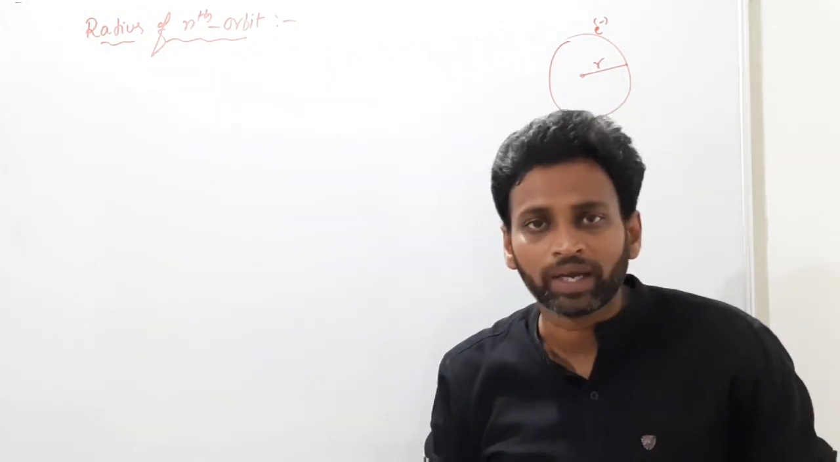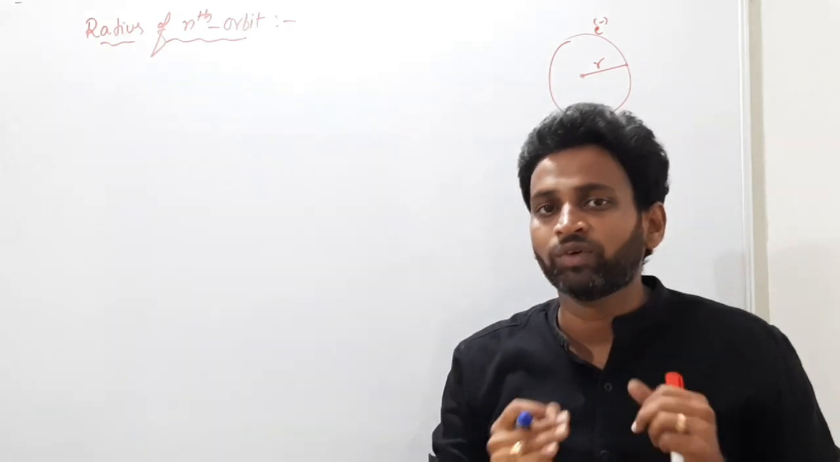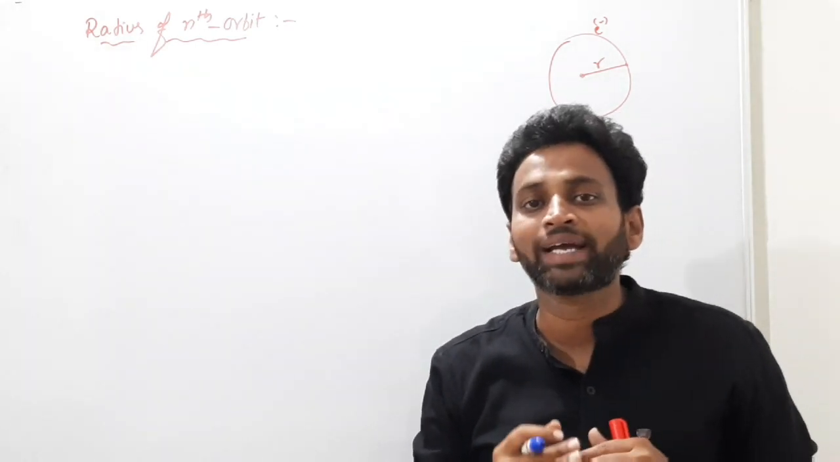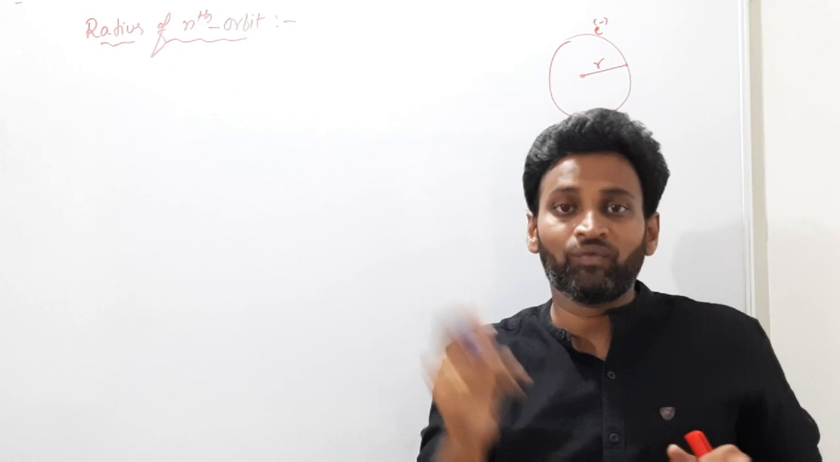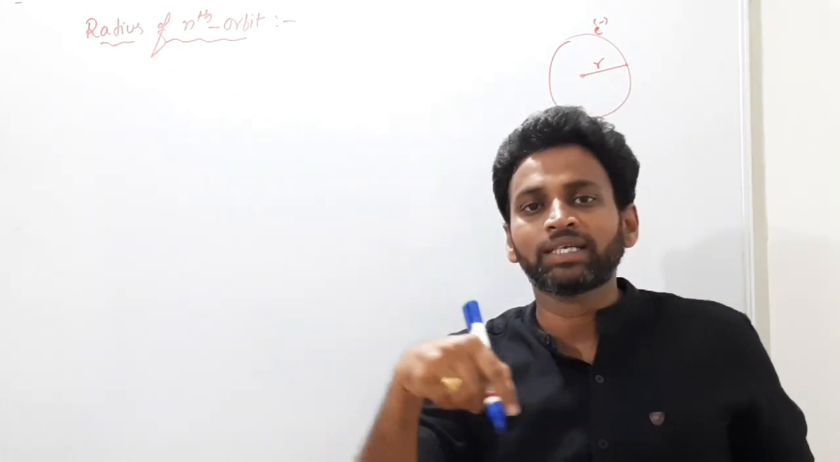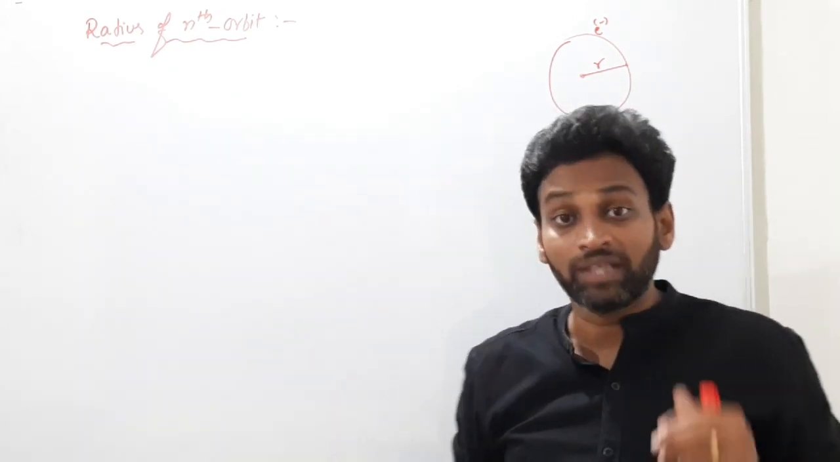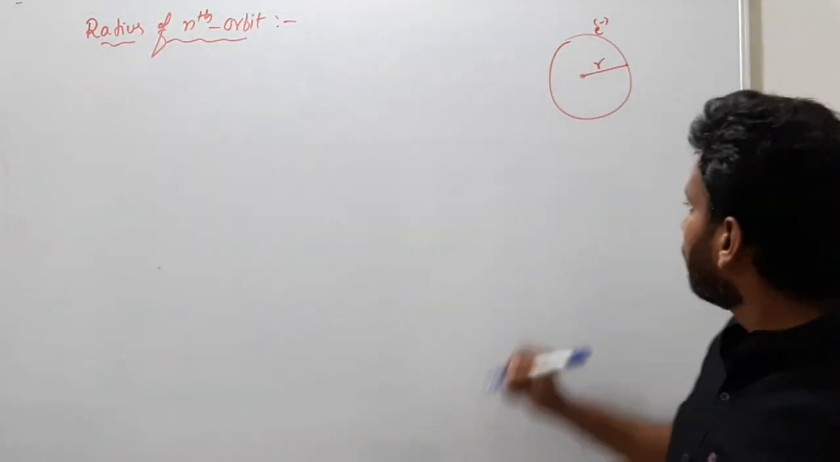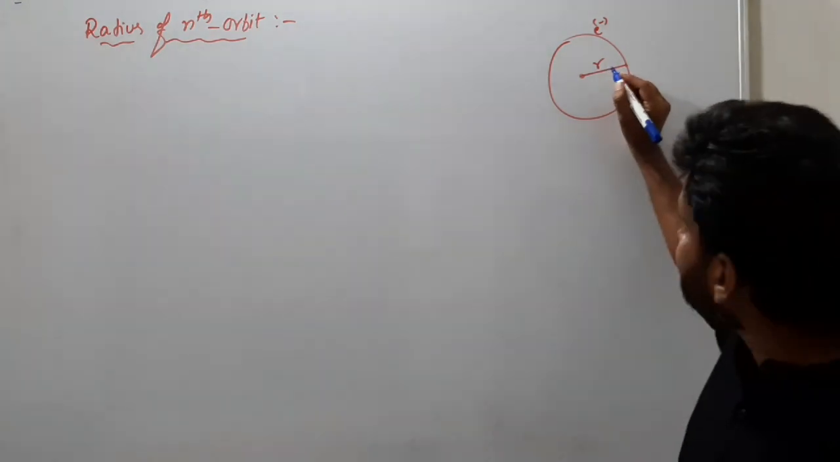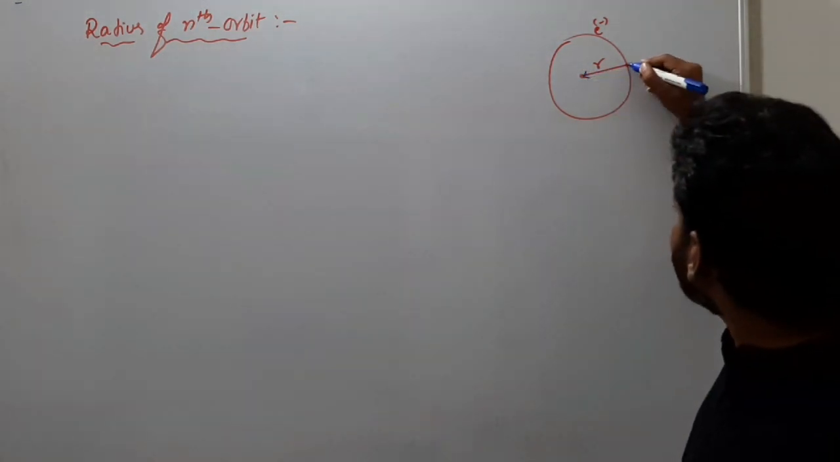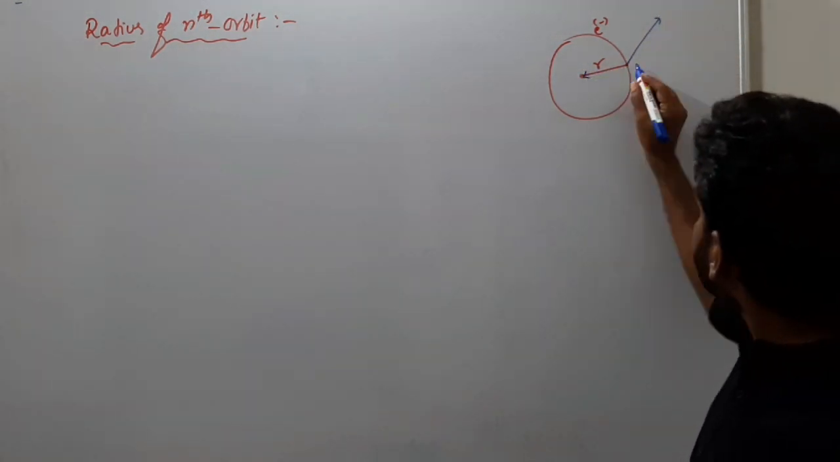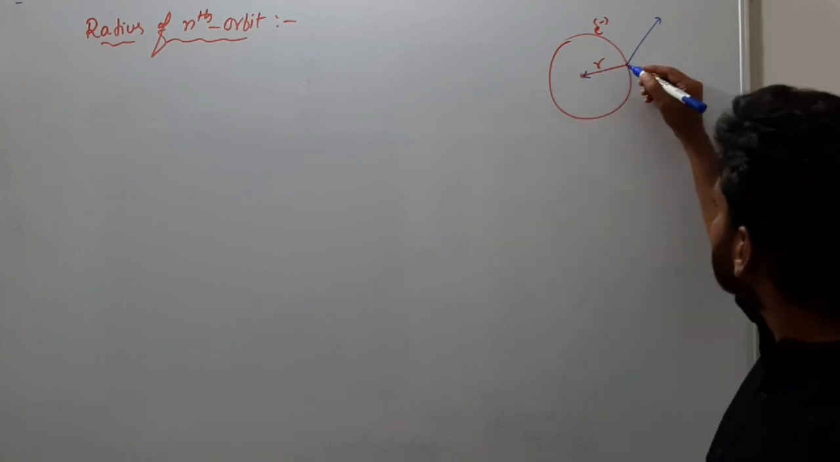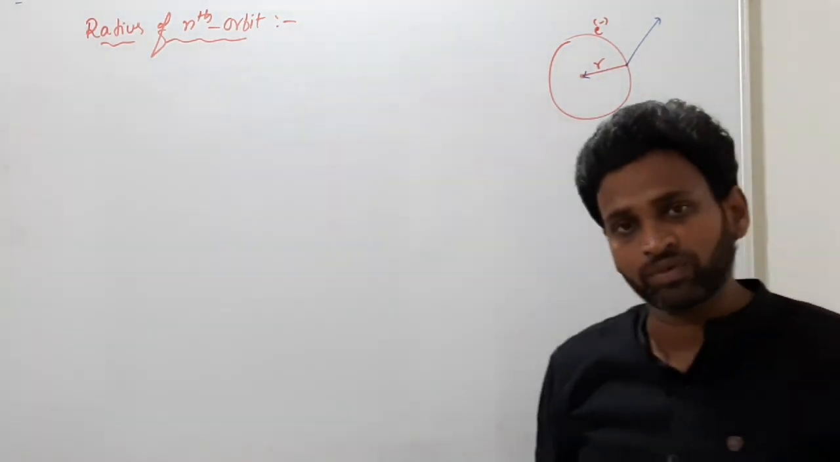Getting what I am saying? So we will now derive one formula to calculate the radius when an electron is revolving in a certain orbit. We will do that right now, using two things. When an electron is revolving in a certain orbit, it experiences two types of forces: one is the attractive force and one is the repulsive force.